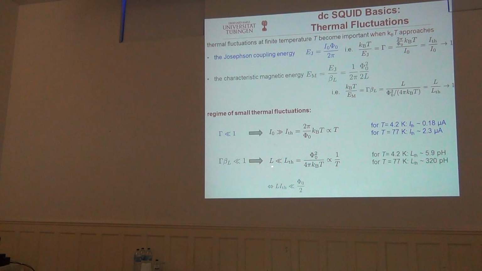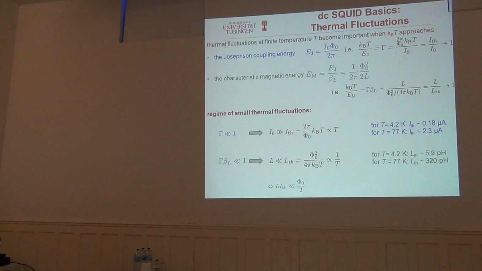And that means with the definition of this thermal inductance, the inductance has to be much, much smaller than this thermal inductance, which now scales with 1 over T. So at 4 Kelvin, your inductance should be well below about 6 picohenry. However, at 77 Kelvin, it should be well below a few hundred picohenry.